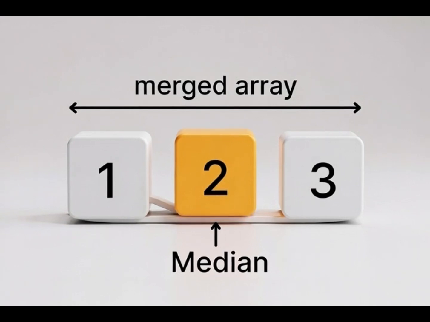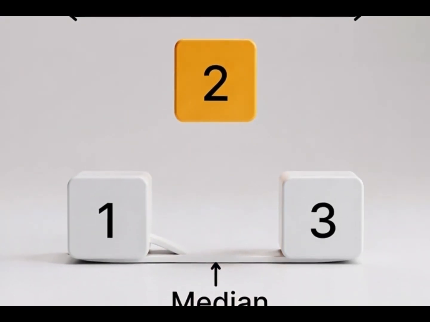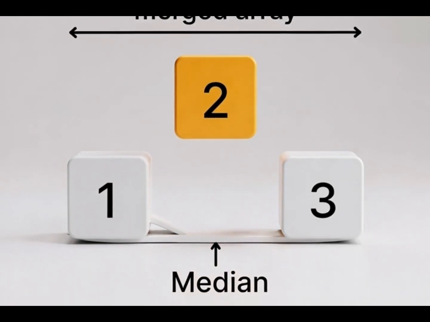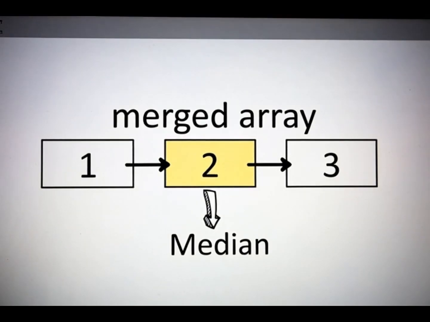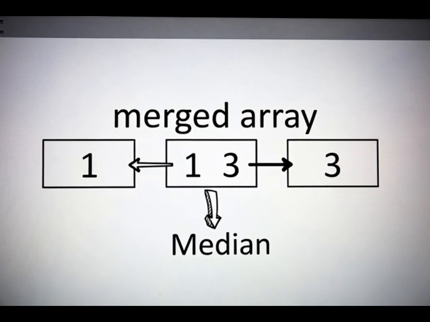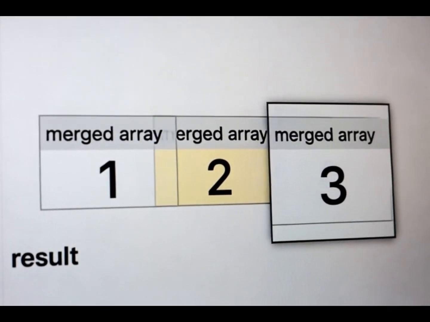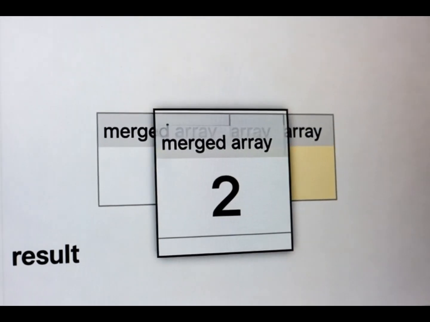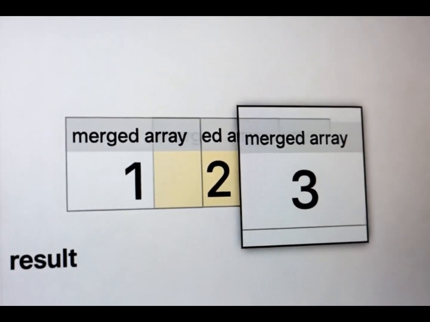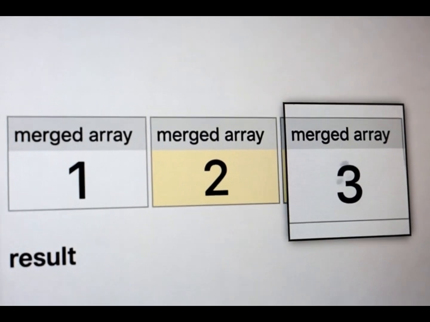Now look at the total number of elements. We have 3 numbers. Since 3 is an odd count, the median is simply the middle element. The middle value here is 2. So the median of these two sorted arrays is 2.0. That's our final answer for this example. The key idea to remember is this: the median depends on the combined order of both arrays. In the real solution, we use binary search to find this median efficiently, without actually merging the arrays.